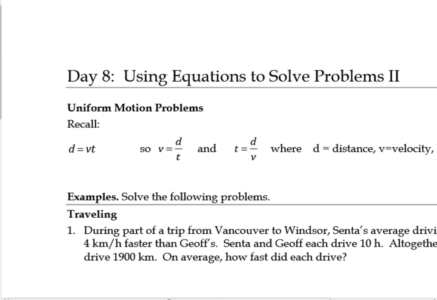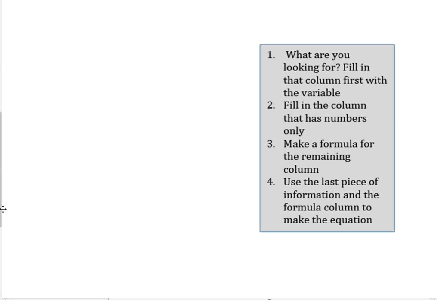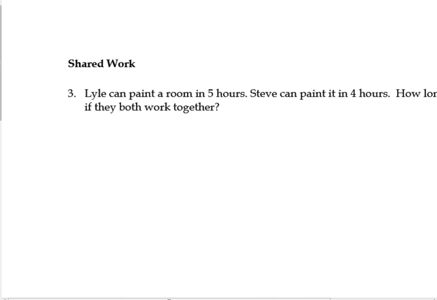On the first page, I'll just look at it really quickly. You don't have to turn. I go through some steps. What are you looking for? So our first step is to fill in the column first with the variables. Then we fill in the columns that have numbers only, and then we use the formula to get the third column. And then we use the last piece of information to relate them.